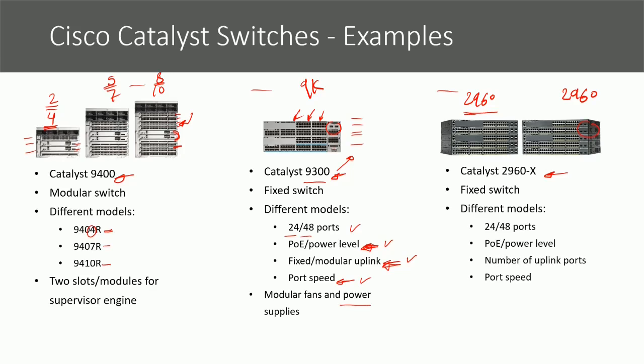And same as 9300, this series has many switches which have different port numbers, different PoE levels, different number and type of uplinks, and different port speeds. If you want to know more about any of these products, you can go to the Cisco website, switches or LAN switches products, and you can read the datasheet for different switches to know the exact specs and details of every switch.